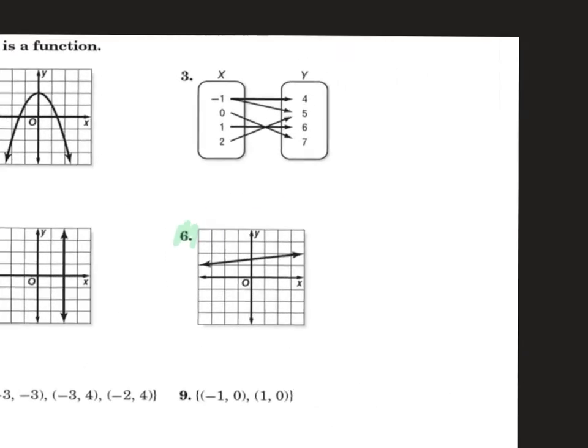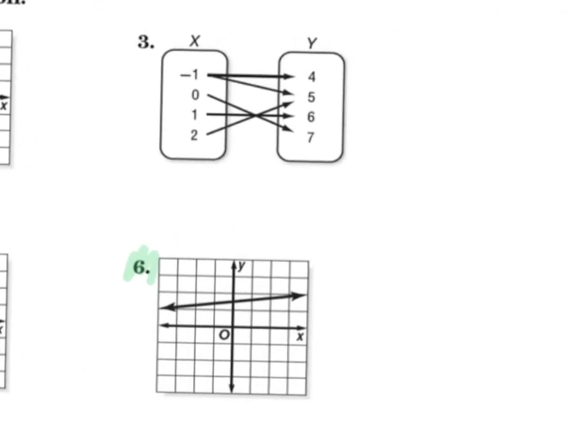Now, when I have my mappings, I have one mapping here. Let's label that yellow. When I'm yellow, I just want to see two arrows out of one x value. If I see two arrows coming out of one x value, then this is not a function.